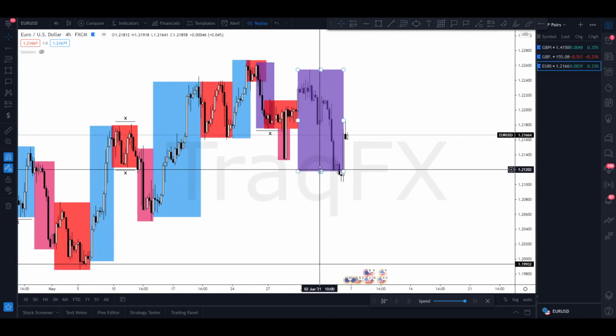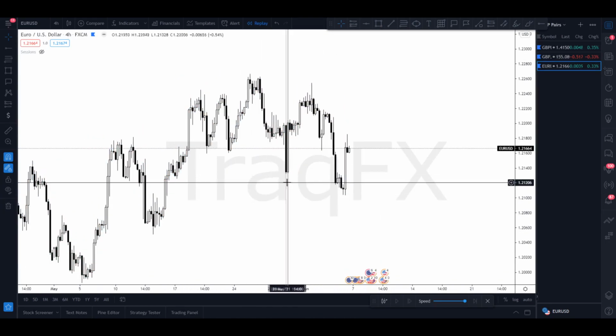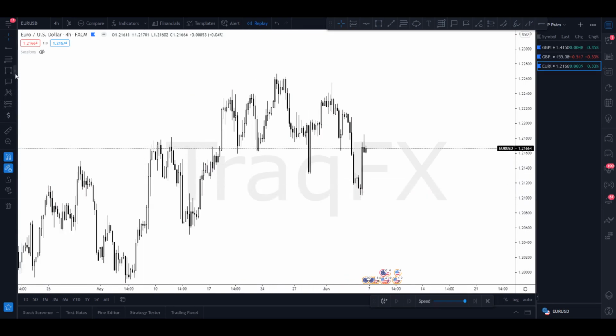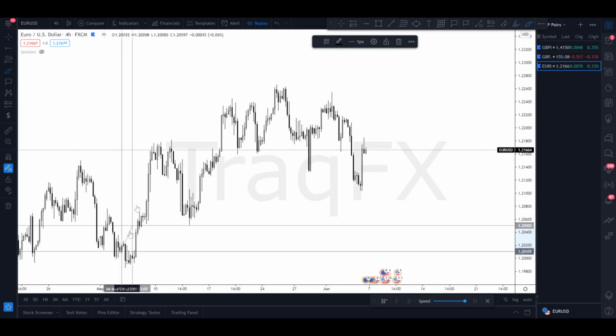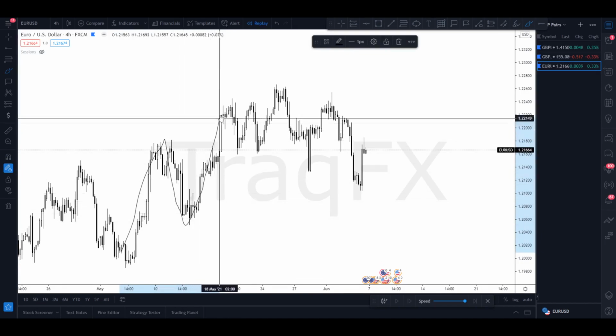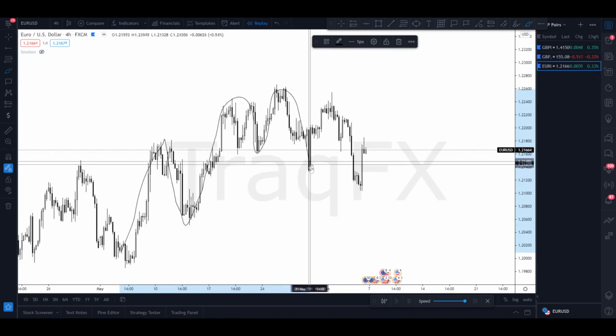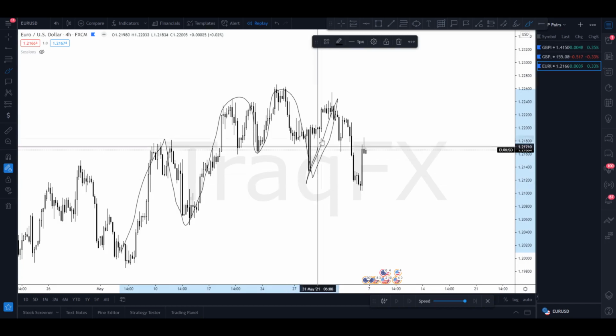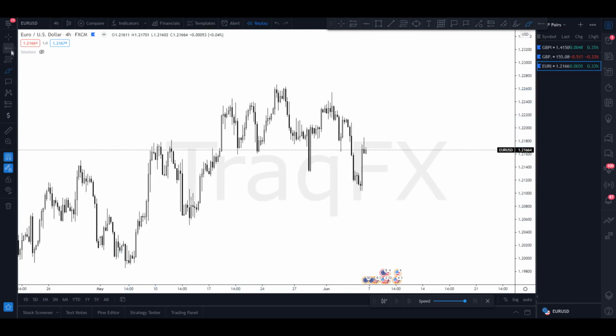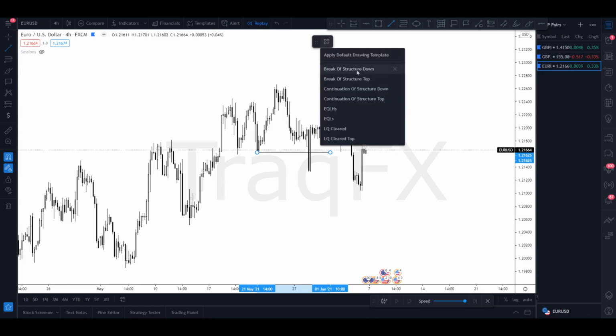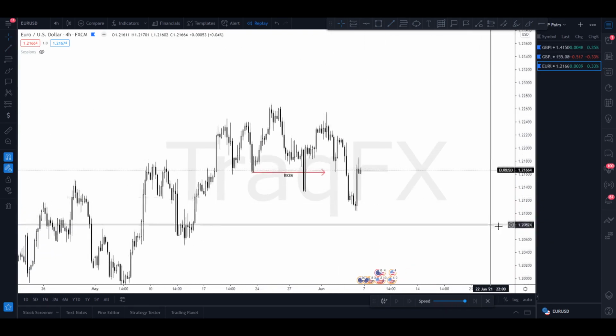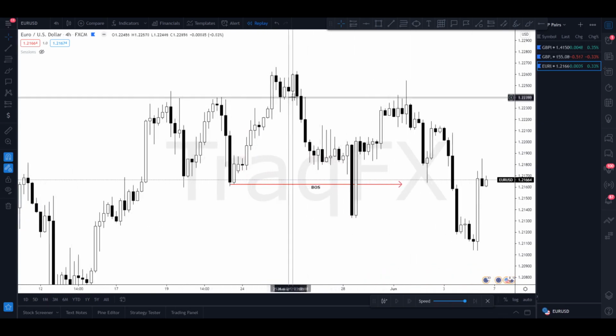So Euro USD wise, let me delete all this. Structure wise, we're pretty bullish, right? I took this trade yesterday. We have a higher high, higher low, higher high, higher low, higher high, lower high, lower low, lower high, lower low. So overall structure is now switching from bullish to bearish. We see price created that break of structure towards the downside. So in my head, I'm thinking, okay, this is a good opportunity to take that sell.